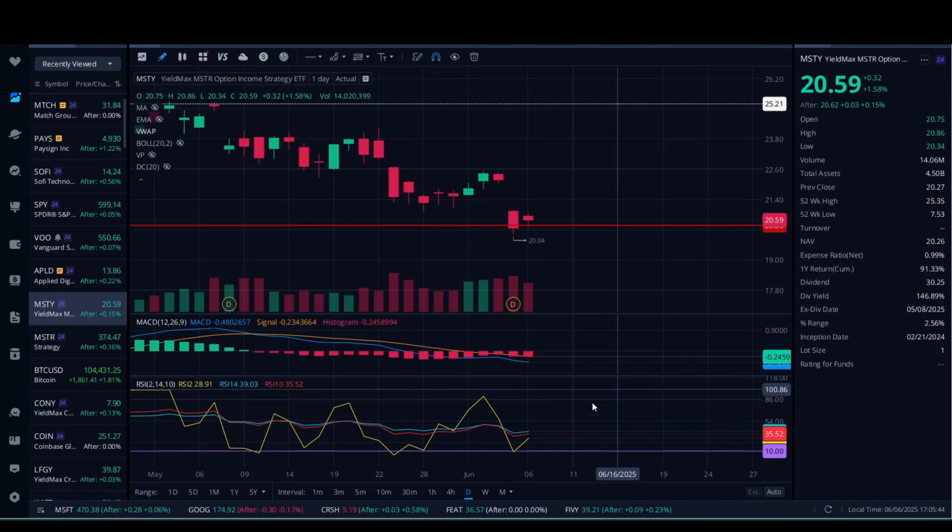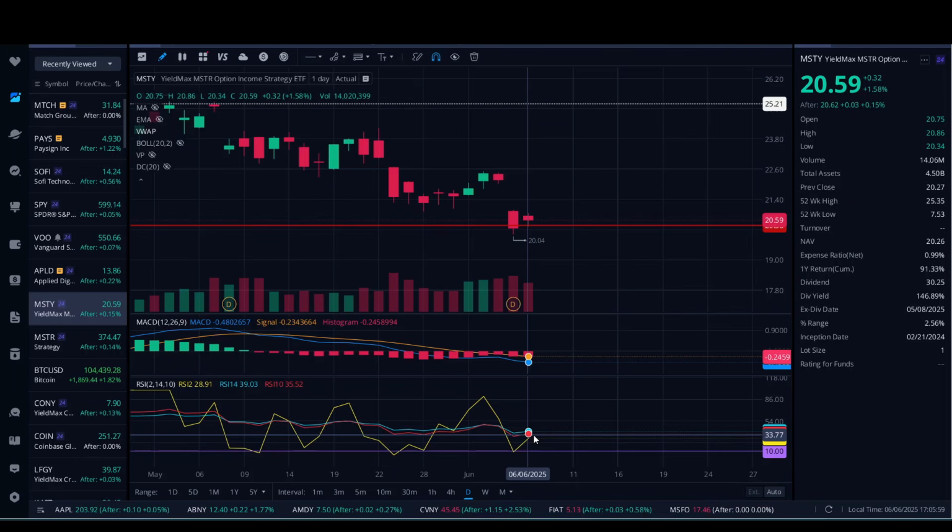A little bit of red momentum here on this bar, and it did increase that red momentum just ever so slightly. And it looks like we do have a slight turn up on the RSI. So a lot of mixed signals here. And of course, this is all playing off of MSTR.